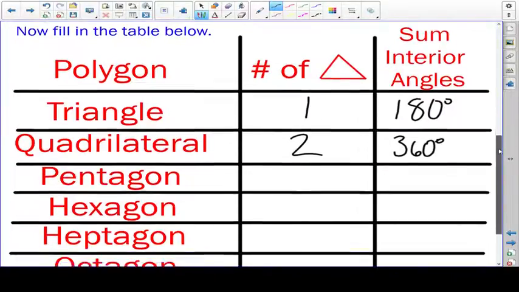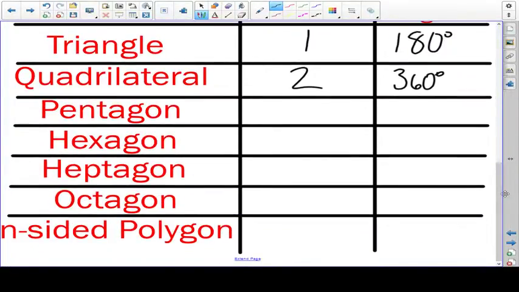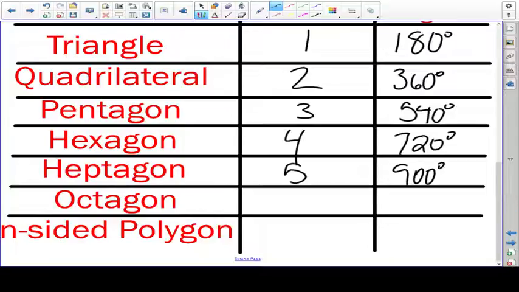In fact, if you look at a pentagon, well, you could draw three triangles in a pentagon. So that'd be 540. Hexagon, you could draw 4. That's 720. Heptagon, 5. That's 900 degrees. An octagon, you could draw 6. So that'd be 1080 degrees.